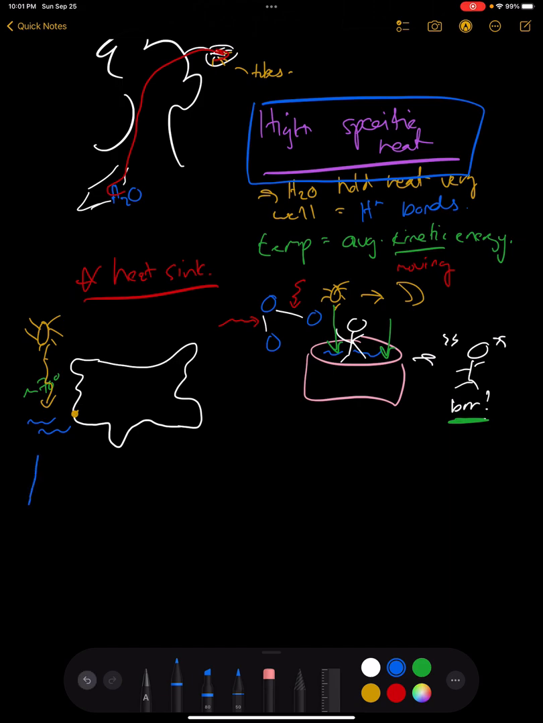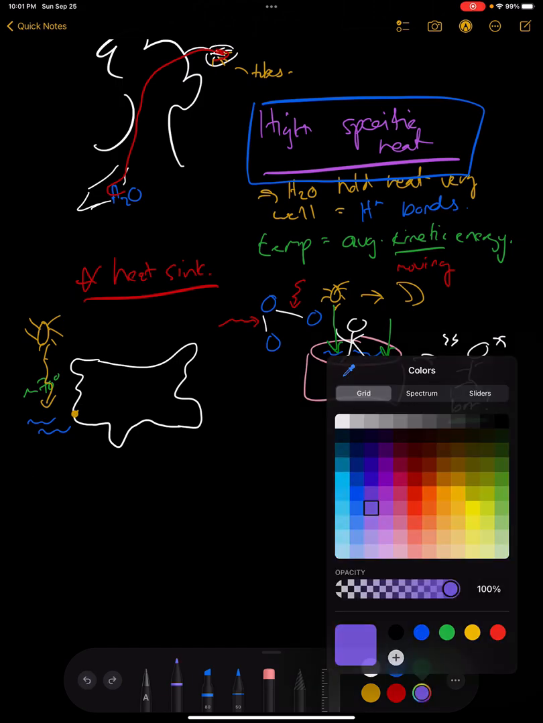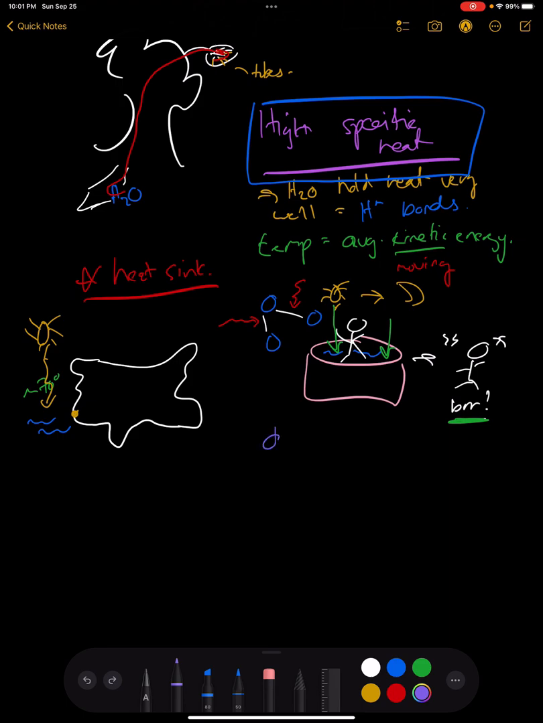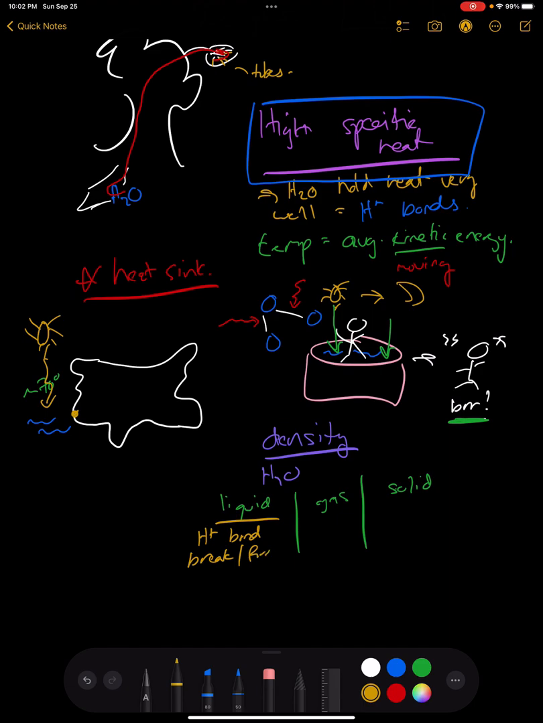One of the other ones is kind of due to water's density. And so when we talk about water's density, you know that water can be in three different forms, right? It can be in liquid, it can be in gas, and then it can be in solid form. All right, well, we've already talked about water in the liquid. Water is liquid because the H bonds break and form quickly, and that's why water can slosh back and forth.